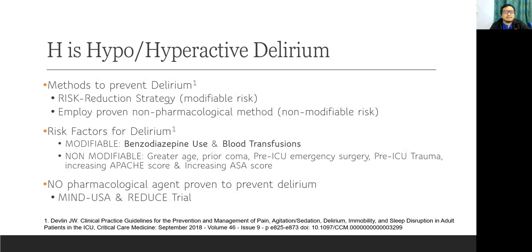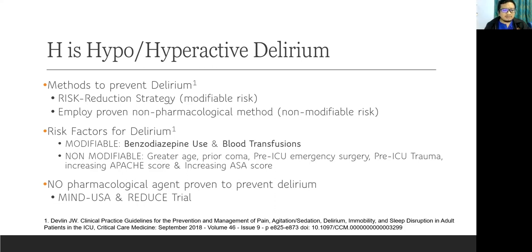Okay, so methods to prevent delirium. One, you have to use risk reduction strategy for modifiable risk. Okay, you have to employ proven non-pharmacological methods for patients we have at high risk of delirium. So what are the risk factors for delirium? Modifiable risk is benzodiazepine use. Try not to use benzodiazepine if possible. And then try to avoid any blood transfusion. Okay, because these two are the known evidence-based modifiable risk factors for delirium.